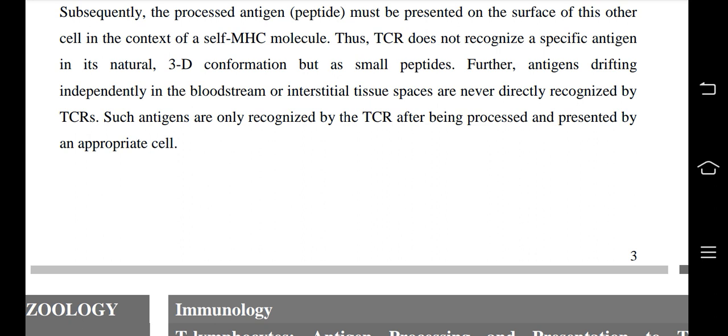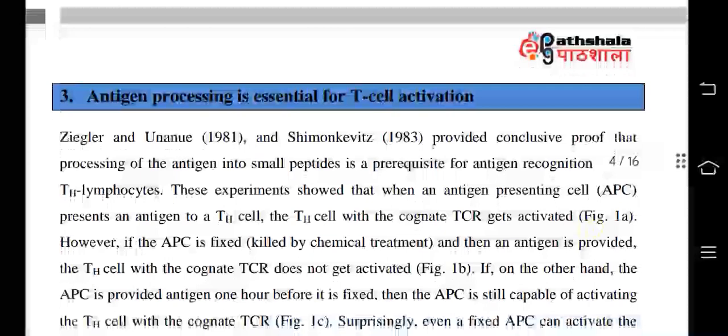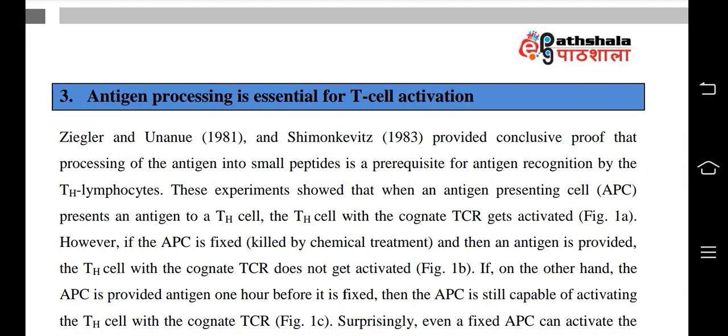Further, antigens drifting independently in the bloodstream or interstitial tissue spaces are never directly recognized by TCRs. Such antigens are only recognized by the TCR after being processed and presented by an appropriate cell. Antigen processing is essential for T cell activation.